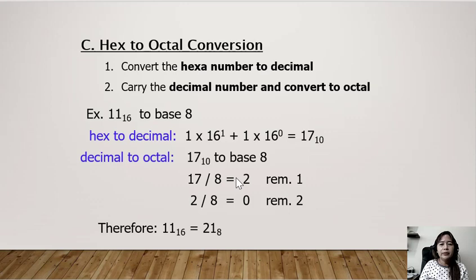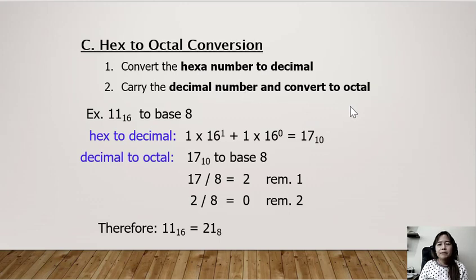Okay, let's continue. Now, the next one is learning how to convert hexadecimal to octal. To convert hexadecimal to octal, you first have to convert it either to decimal and then decimal to octal, or convert hexadecimal to binary and then binary to octal. So it's really up to you. For this video, I will only discuss how to convert hexadecimal to decimal and then decimal to octal.